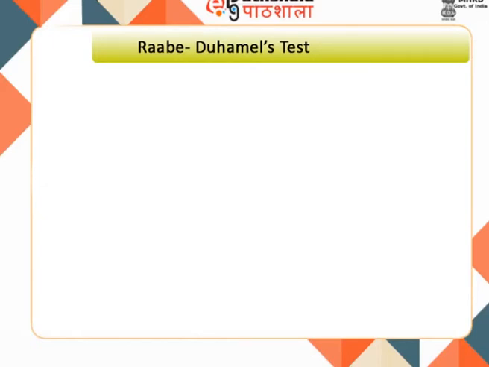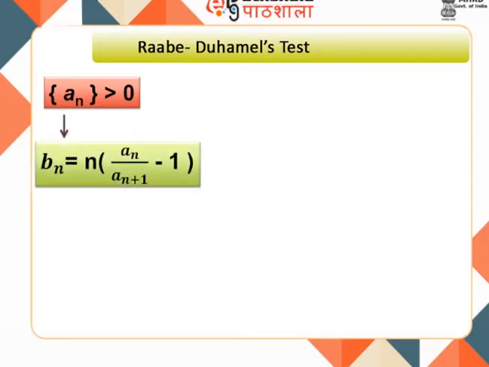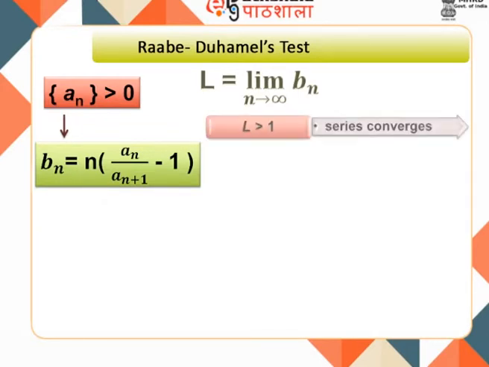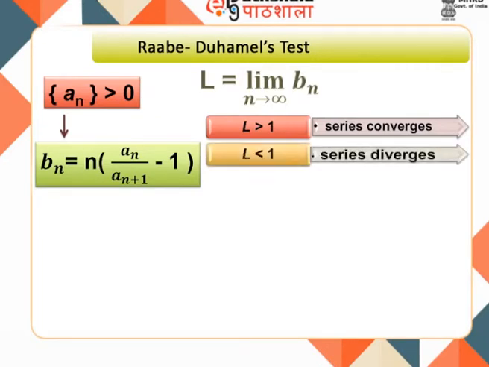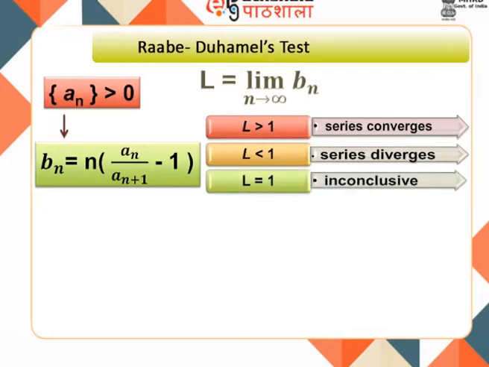Raabe-Duhamel's test. Let an be greater than 0. Define bn is equal to n multiplied by (an over a_(n+1) minus 1). If L is equal to limit n tends to infinity of bn exists, there are three possibilities. If L is greater than 1, the series converges. If L is less than 1, the series diverges. And if L is equal to 1, the test is inconclusive.